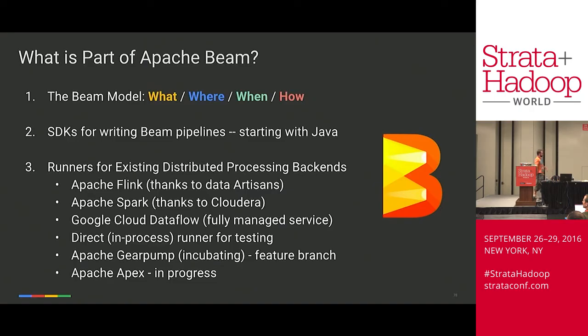And then we've got 2 other runners that are coming. So Apache Gearpump, the incubating project, that's Intel's stream processor. We have basic support for that in the feature branch. It's not rolled into the main repository yet, but it's close. There's an Apache Apex runner in progress. I thought I'd heard rumors of a Storm one, but maybe they're just rumors. It'll happen.